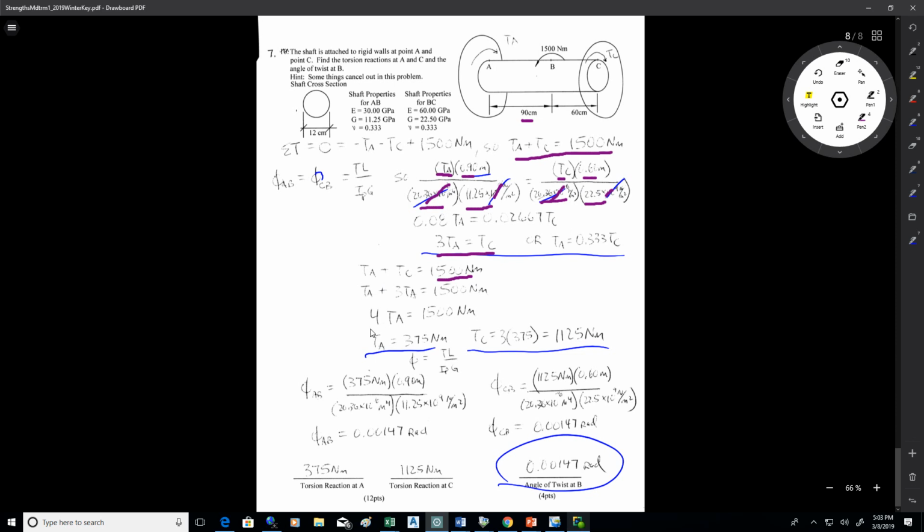So TA plus TC is 1500. Plug in the 3TA, it's 4TA is 1500, so TA is 375. TC is 3 times that, 1125. You can then find the angle either by using from A to B or B to C, or C to B. It's the torsion times the length divided by I divided by G. In both cases, you get the same answer, which you should. That's a good check on the work above, 0.00147 radians.